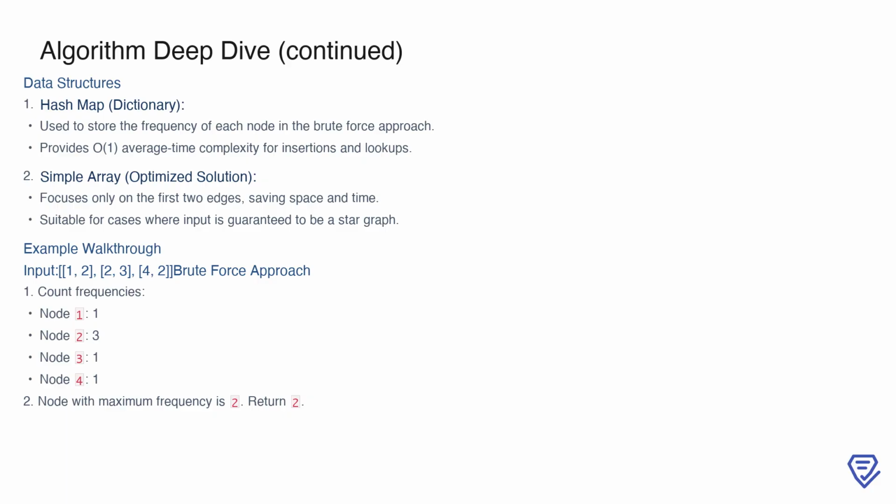Let's apply these methods to the input 1, 2, 2, 3, 4, 2. Using the brute force approach, we first count the occurrences of each node. Node 1 occurs once, node 2 occurs 3 times, and nodes 3 and 4 each occur once. The node with the maximum frequency, 2, is returned as the center. This demonstrates how the hash map approach works step by step.